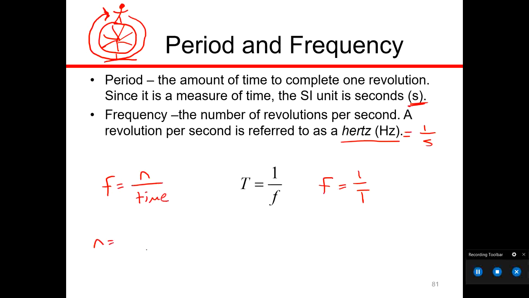And n is the number of cycles of motion. So for example, if you time yourself to go around that Ferris wheel 10 times, and it takes 5 minutes to go around 10 times, that means your frequency, we would put 10 on the top for 10 cycles, and the time would be 5 minutes, so we would have 2 cycles per minute, or 2 hertz.